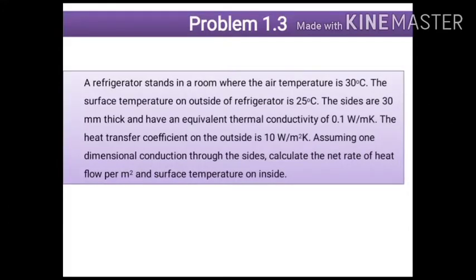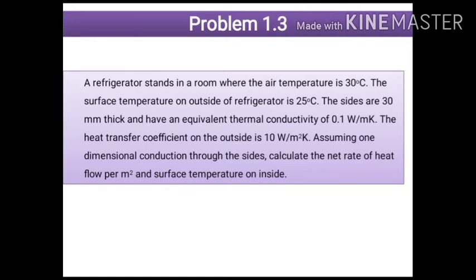Hello everyone. Firstly, we are going to understand this problem statement. A refrigerator stands in a room where the atmospheric air temperature is 30 degrees Celsius. The external or outside surface temperature of the refrigerator is 25 degrees Celsius. The sides of the refrigerator have a thickness of 30 mm and a thermal conductivity of 0.1 watt per meter Kelvin. The heat transfer coefficient on the outside is 10 watt per meter square Kelvin.